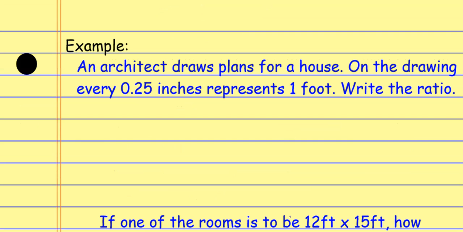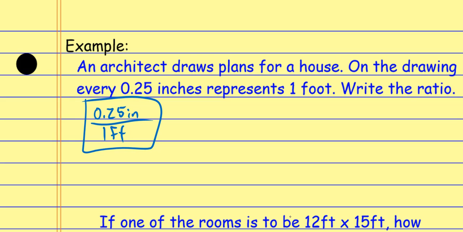If I look at this one, it says an architect draws plans for a house. On the drawing, every quarter of an inch, 0.25 inches, represents 1 foot. Write the ratio. And as I look at this, there's lots of ways that I can write this ratio. I could literally write it using the values that I have and say the 0.25 inches over 1 foot. Okay, that would be an acceptable way to write the ratio.